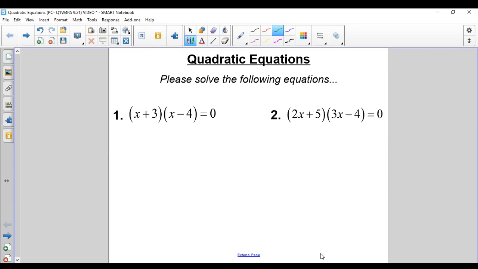Today we're solving quadratic equations. We're going to solve these ones by factoring. Couple of examples here to get us warmed up. They're already factored, so the hard work's done. Now we just got to pull out solutions.